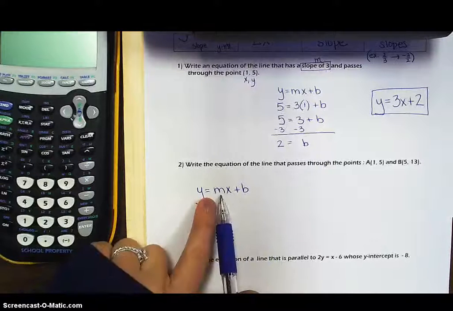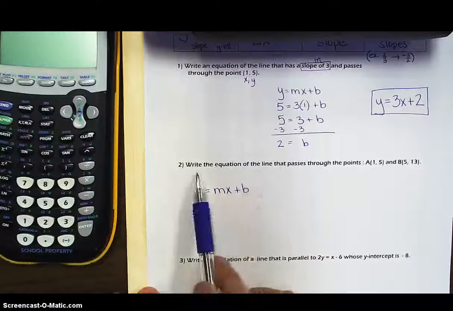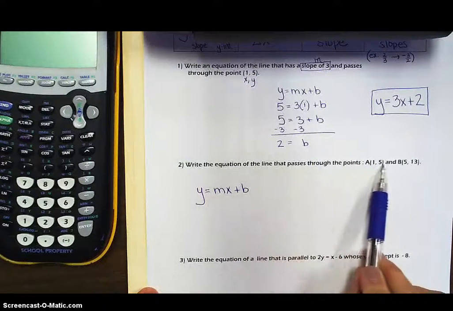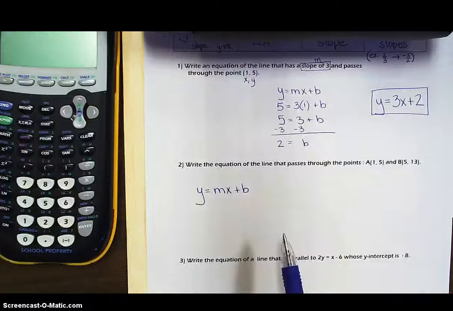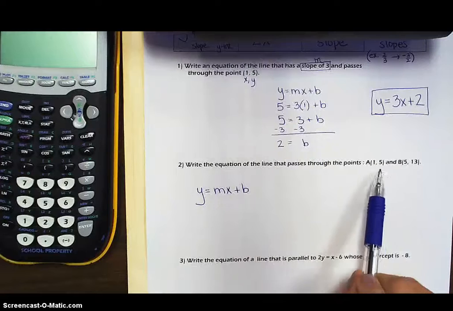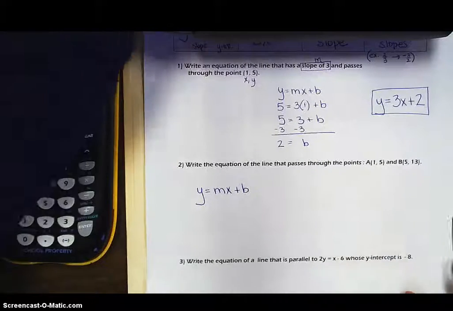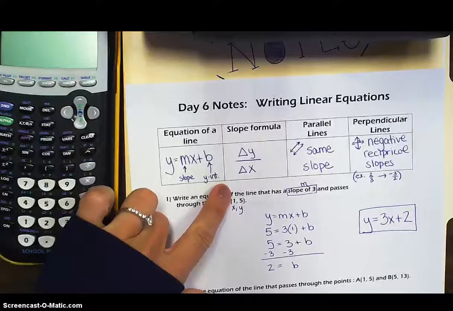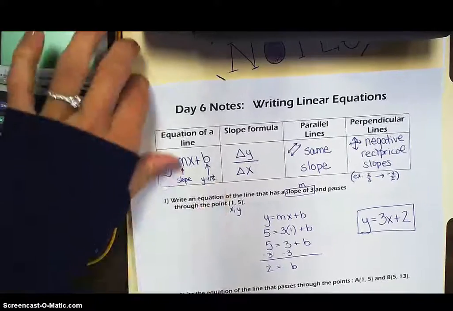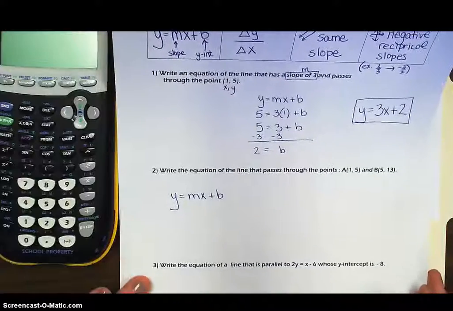We need the slope and the y-intercept. Does this question tell me either one of those? It doesn't, but it does give me 2 points. And if I have 2 points, that means I can use the slope formula to find the slope. So let's go ahead and do that.